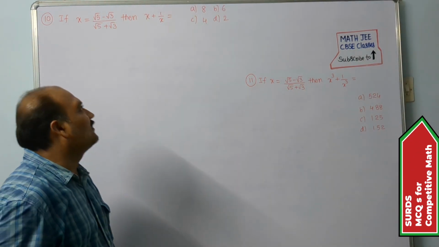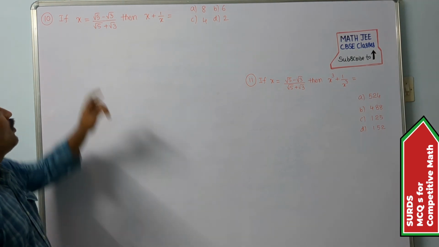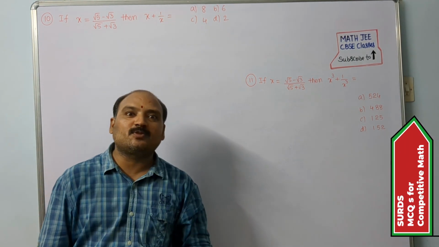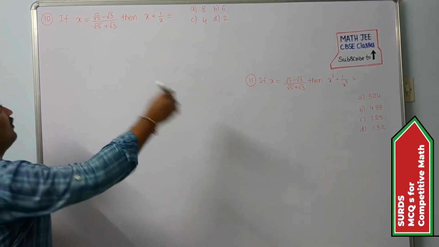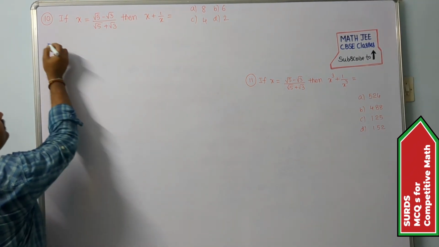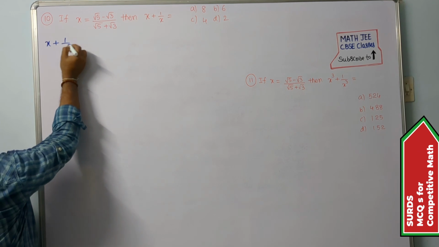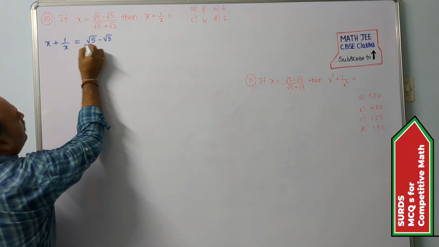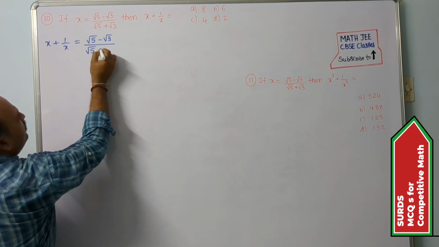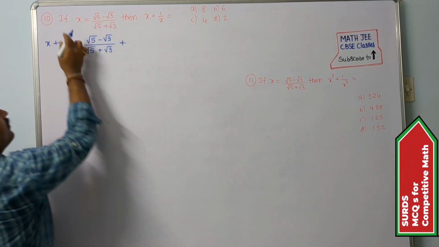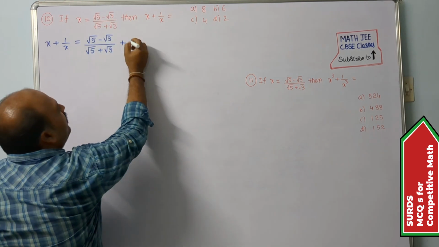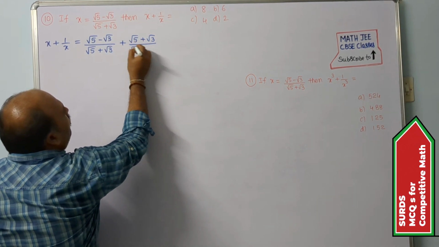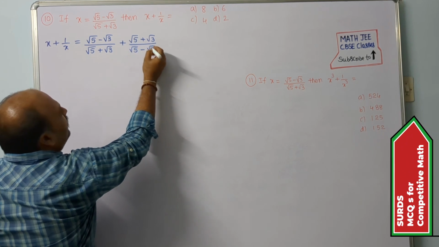The next question: if x equal to root 5 minus root 3 by root 5 plus root 3, then x plus 1 by x equal to. See here, first the x value is given, so directly I am writing for students. x plus 1 by x. The x value is root 5 minus root 3 divided by root 5 plus root 3, plus 1 by x means the reciprocal of this one. So root 5 plus root 3 divided by root 5 minus root 3.